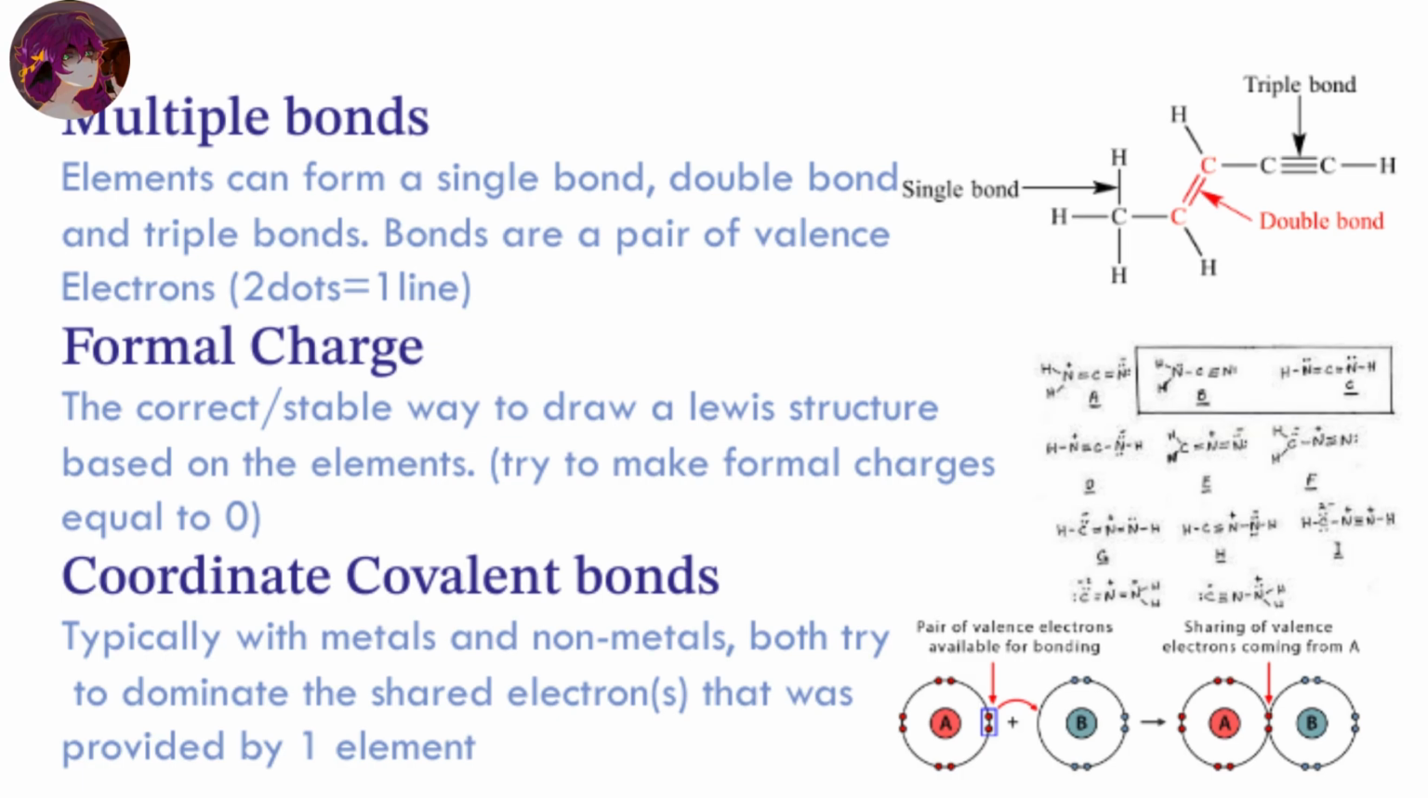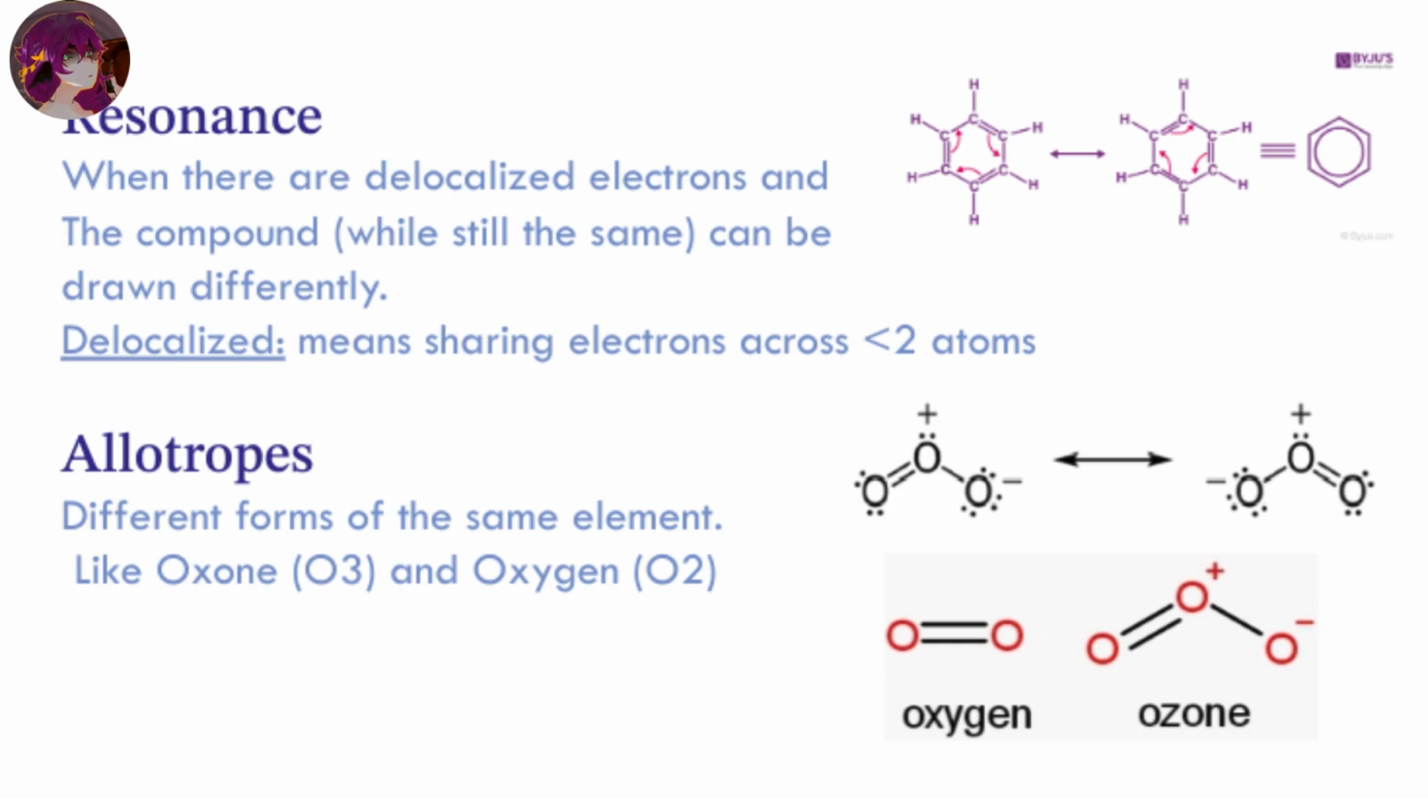And then there's coordinate covalent bonding, typically with metals and nonmetals. Both try to dominate the shared electrons. That was typically provided by only one element. So here in atom A, we see that it has a pair of valence electrons that is available for bonding, and then they combine with atom B, and then they form a covalent bond. But also they're both fulfilled and are trying to go for the same set of electrons. It keeps them bonded.